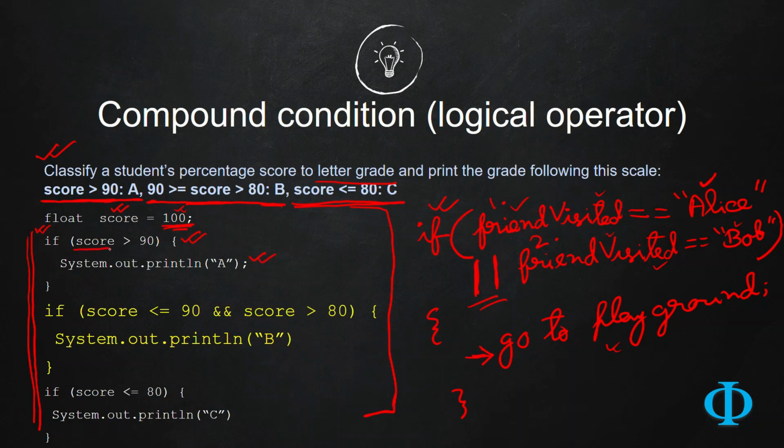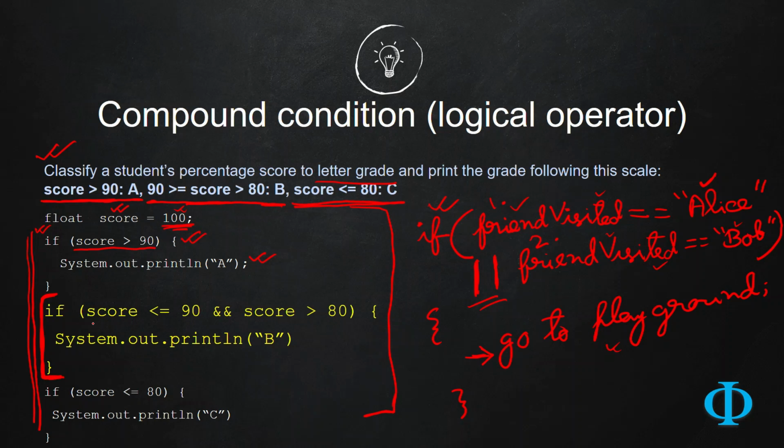So is it a compound if statement? No, of course not, because there is only one condition, that is, score is greater than 90. That is only being checked here. Now come to the next part. That is, if the score is in between 90 and 80. Now, in order to represent that in between in a Java program, you have to use a compound condition. And the compound condition looks something like this.